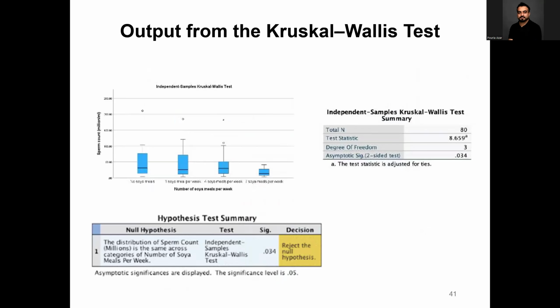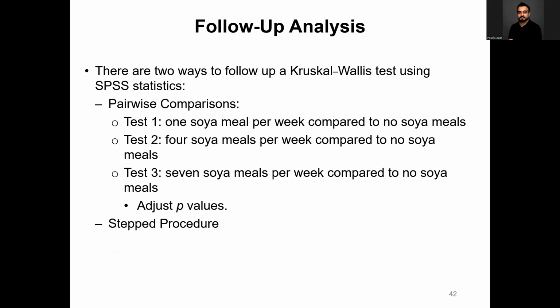So I would go ahead and do pairwise comparisons. For the pairwise comparisons, I would have 3 tests. So I would compare the 1 soy meal per week compared to no soy meal. Test 2 is 4 soy meals compared to no soy meal, and then 7 soy meals compared to no soy meal. And I can have more than this.